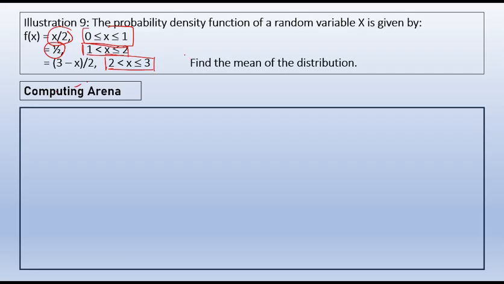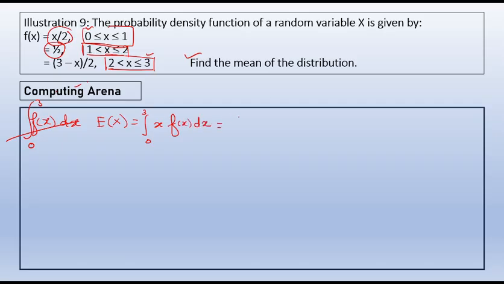So they have asked us to find the mean of the distribution. We have f of x already given to us. So for the mean, we start the integration from 0 to 3, because the first value is 0 and it goes up to 3. But we have to break the integration into parts, like 0 to 1, 1 to 2, 2 to 3. So let us compute the expectation of x. Expectation of x is equal to the integration from 0 to 3 of x into f(x) into dx. This is the formula for expectation.